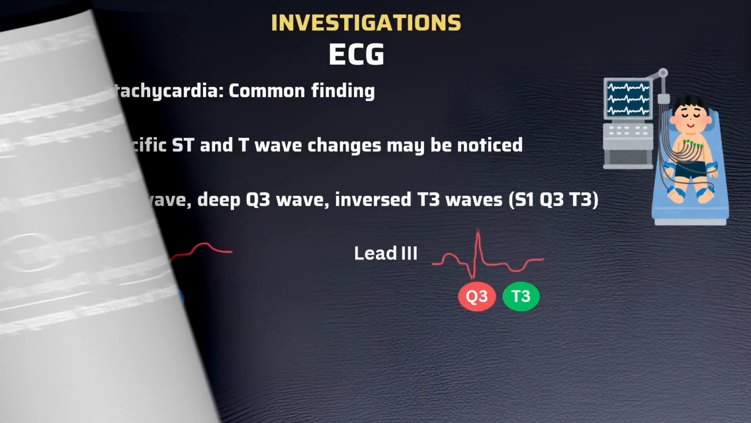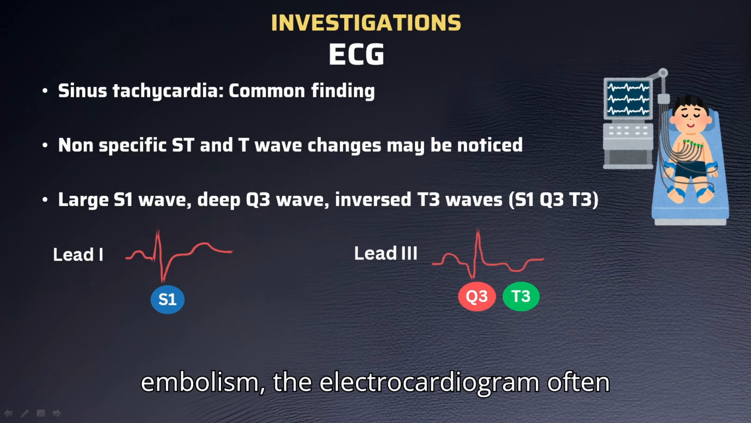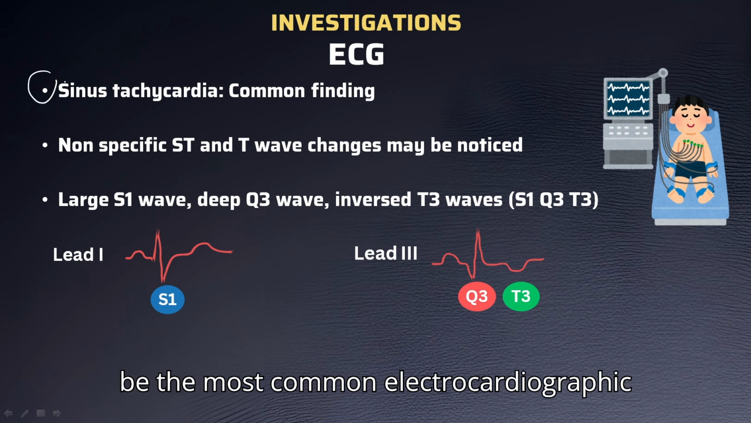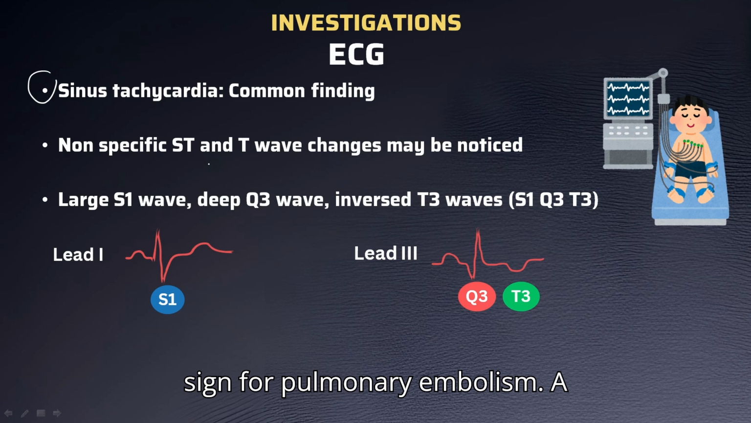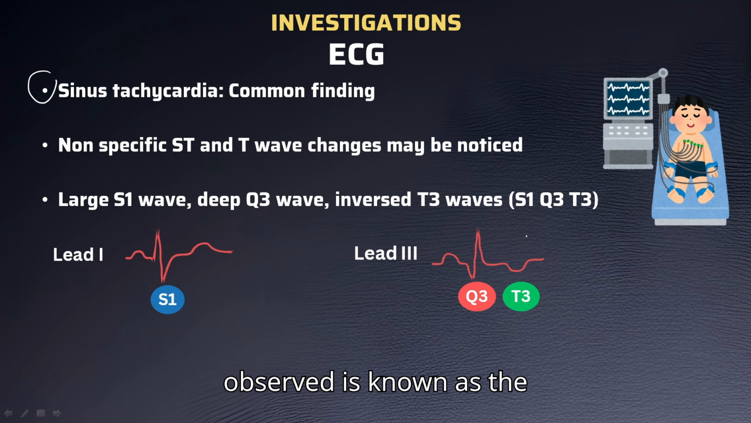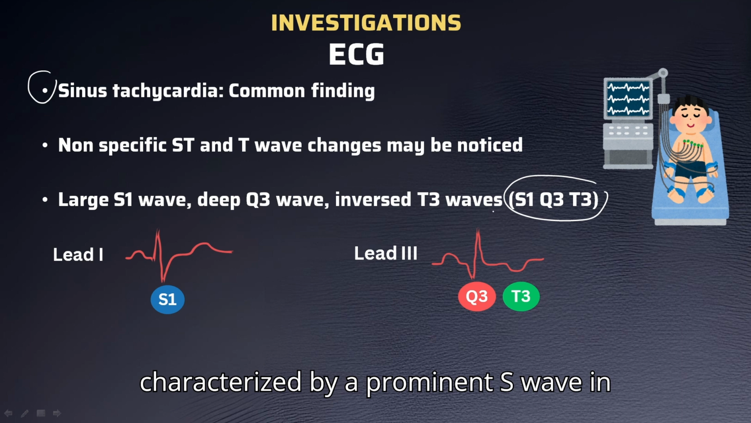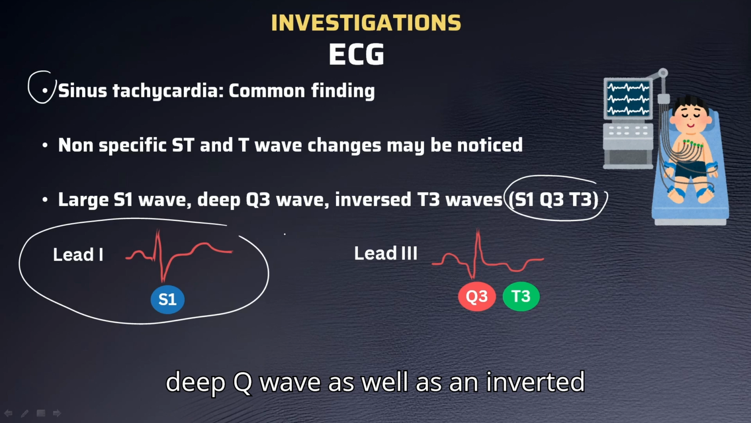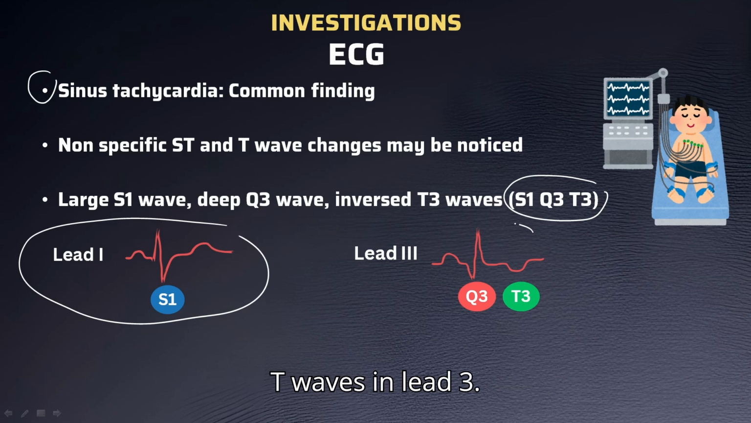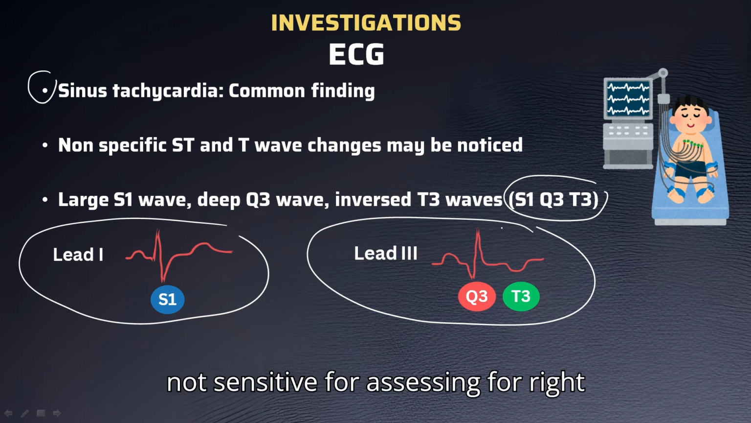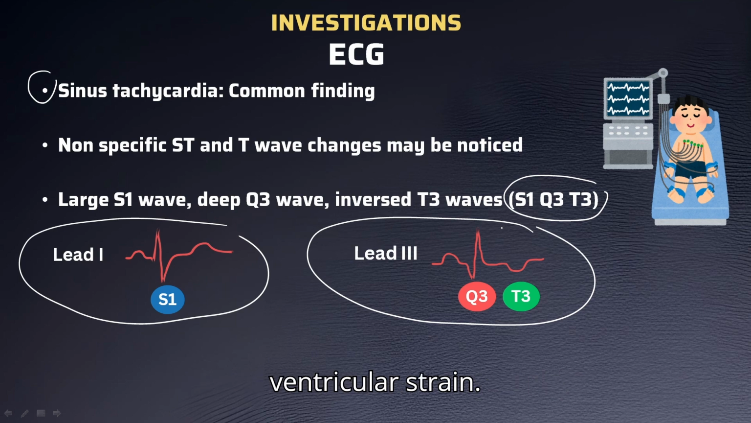All right, so in cases of pulmonary embolism, the electrocardiogram often shows sinus tachycardia, which happens to be the most common electrocardiographic sign for pulmonary embolism. A distinctive pattern that might also be observed is known as the S1Q3T3, and this is characterized by a prominent S wave in lead 1, okay, and also a deep Q wave as well as an inverted T wave in lead 3. However, this is non-specific as well as not sensitive for assessing for right ventricular strain.